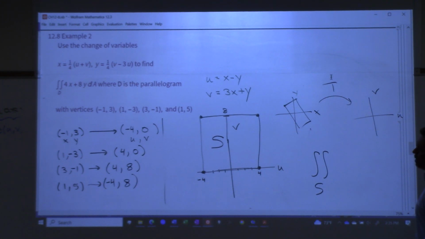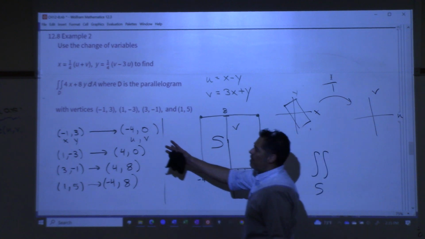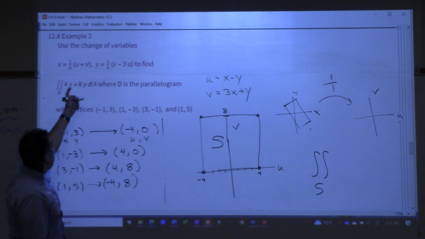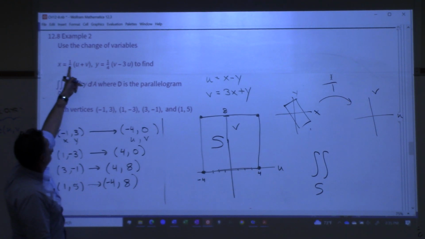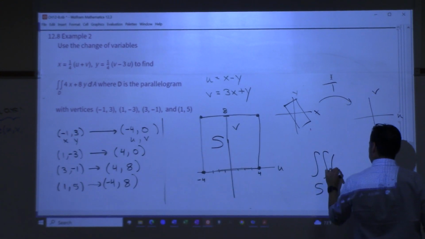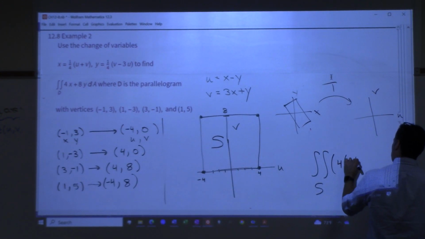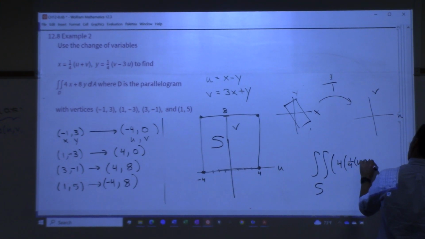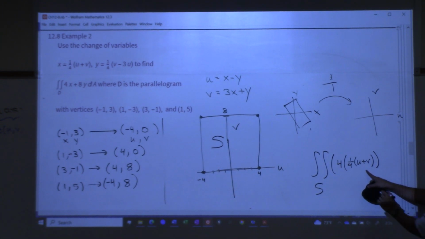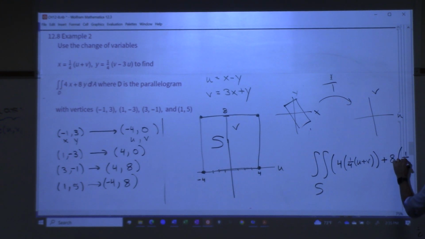I need to take our function that we're integrating, and I need to do change of variables on that. So instead of 4 times x, I'm doing 4 times 1/4 u plus v, right? That's 4x. Then what is the plus 8y? Plus 8 times y, but y was 1/4 times v minus 3u.